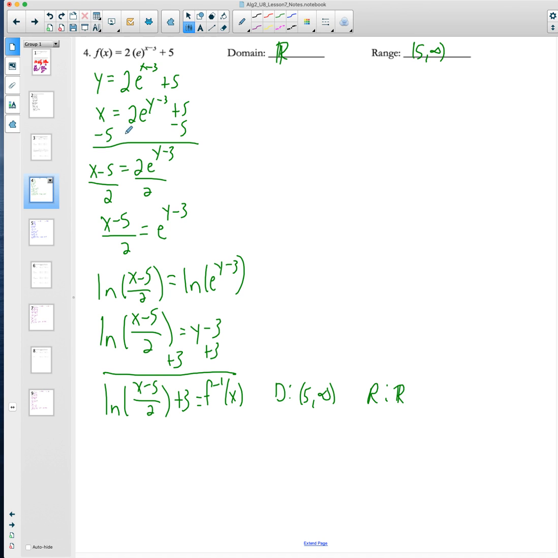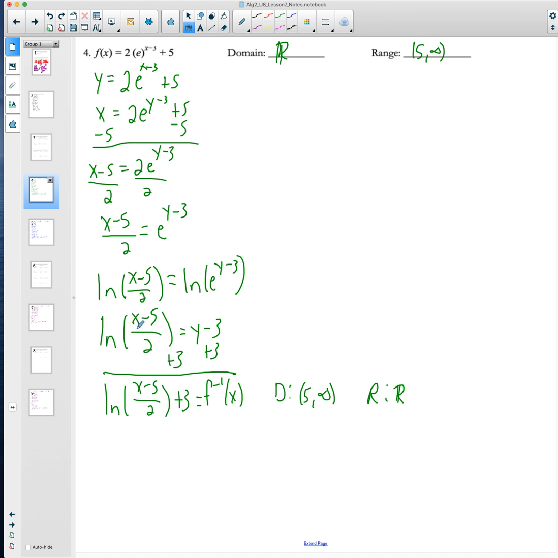Now, notice this problem, number 5, had an additional step because we have a constant other than 1 in front of our exponential. So to get to that exponential, I have to divide by 2 on both sides. So I get (x - 5)/2 = e^(y - 3). And now this is where I have to undo that exponential by taking the log of both sides. And since it's e as my base, I would take the natural log of both sides.